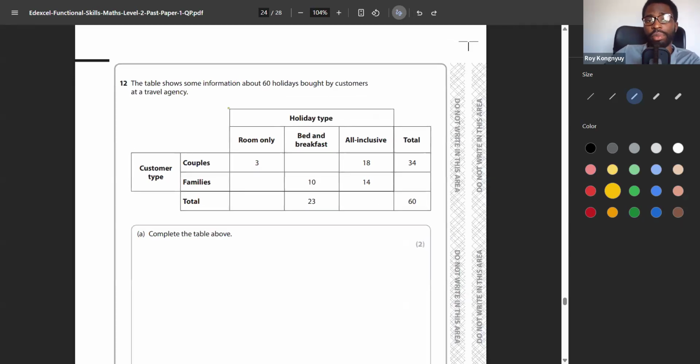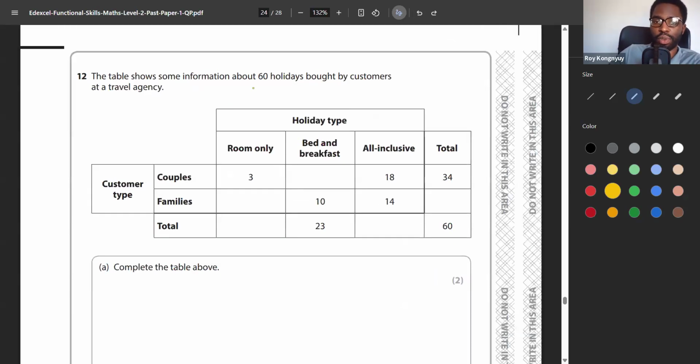Question 12. We have a table showing some information about 60 holidays bought by customers at a travel agency. All right, travel agency. I don't think anyone's been to one of those in around 20 years, but let's see. Complete the table above.